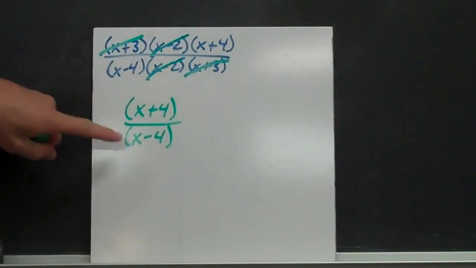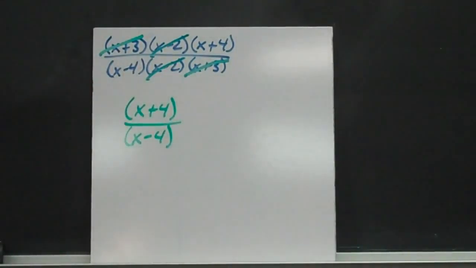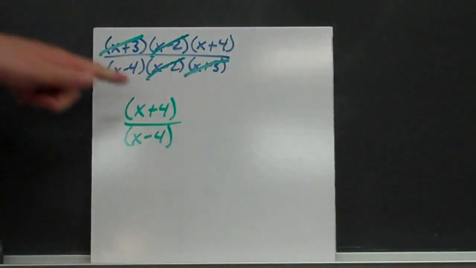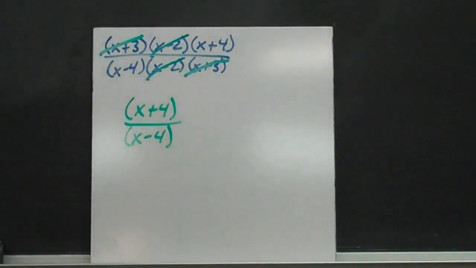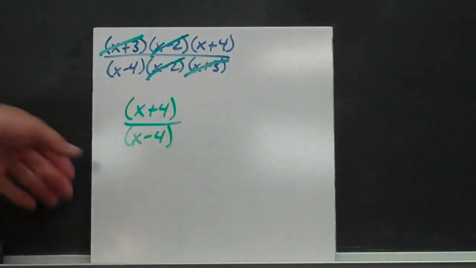So that leaves us with x plus 4 over x minus 4. Notice these look very similar, but we cannot simplify this anymore because the x plus 4 is different than the x minus 4.